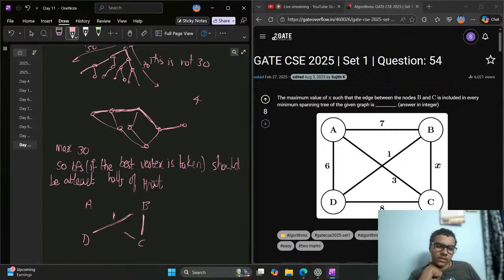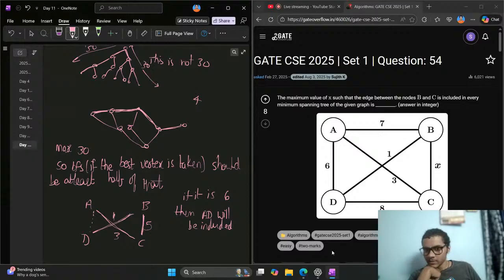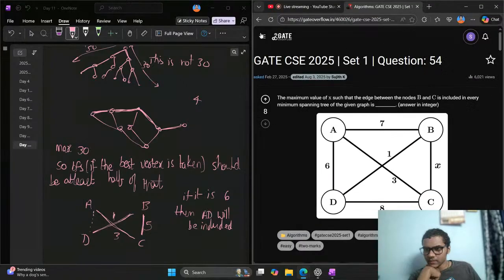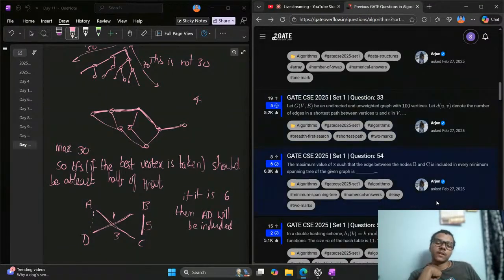And now what? It is 3, it is always included as well. And now, if it is 6, then AD will be included. So we need it to be included, so it should be 5. Yeah, it is 5. And our analysis is correct.